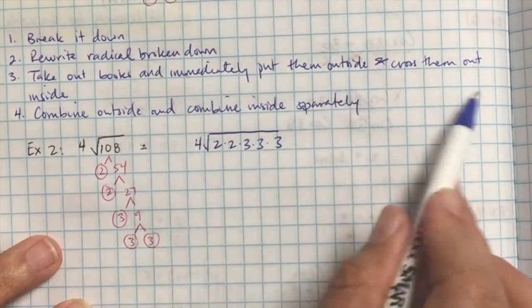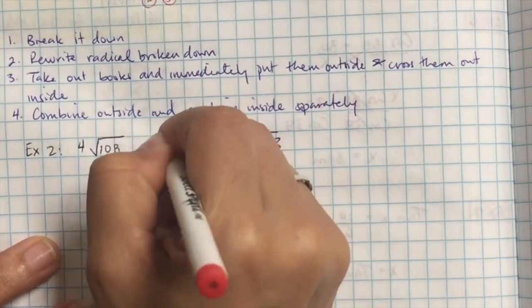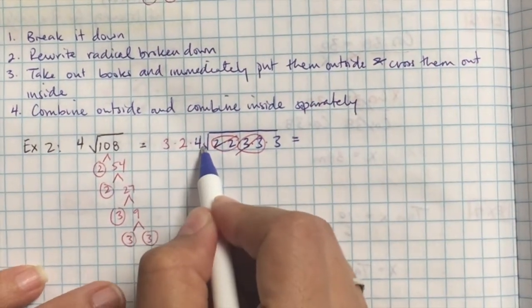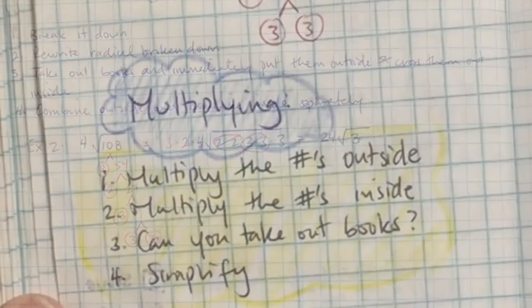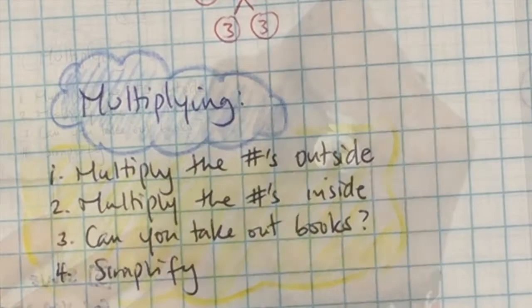Take out books and immediately put them outside and cross them out. So there's a book of 2. Cross out, put it outside. Book of 3. Cross out, put it outside. Nothing else. Alright, combine the outside. 3 times 2 is 6, times 4 is 24, and then combine the inside, which is just 3. Alright, go ahead and pause the video and copy that down. The listening check, put a smiley face by multiplying.